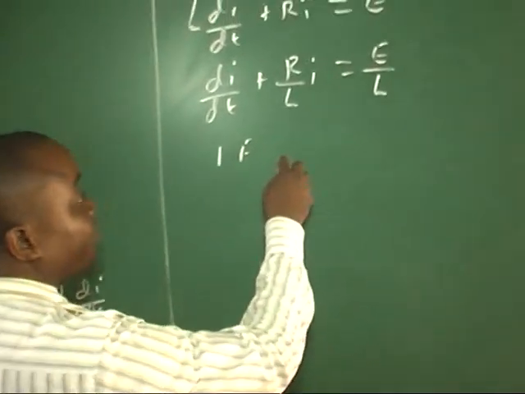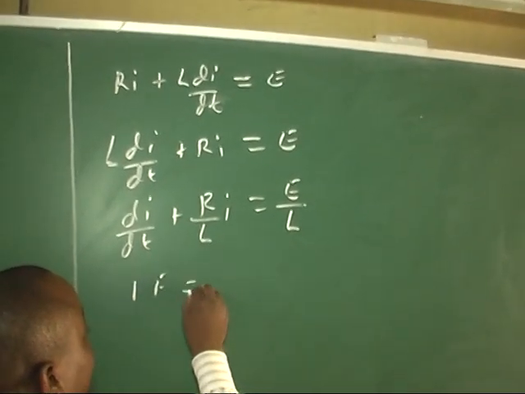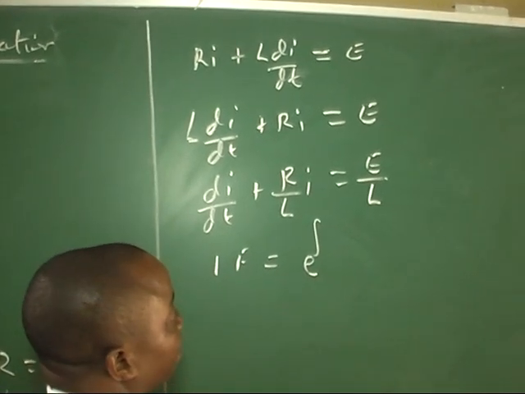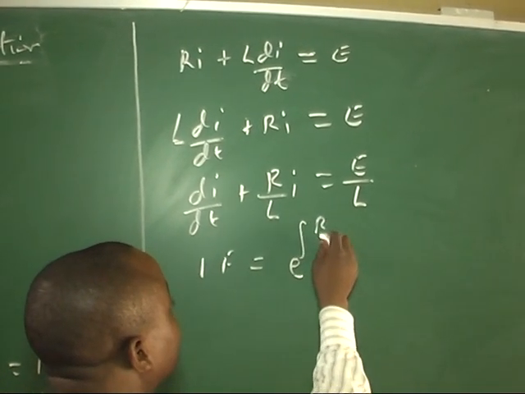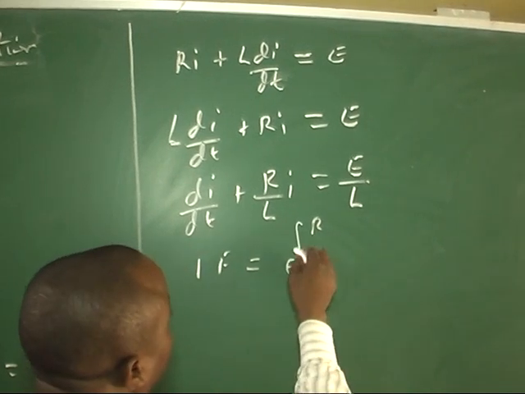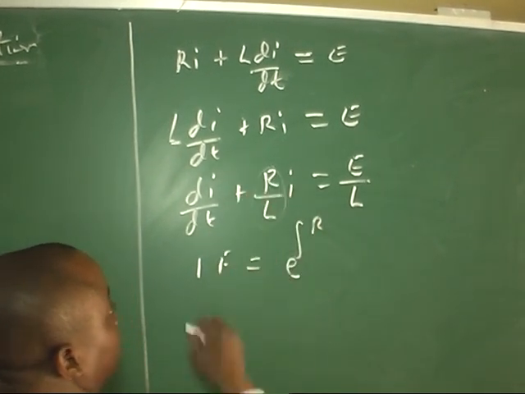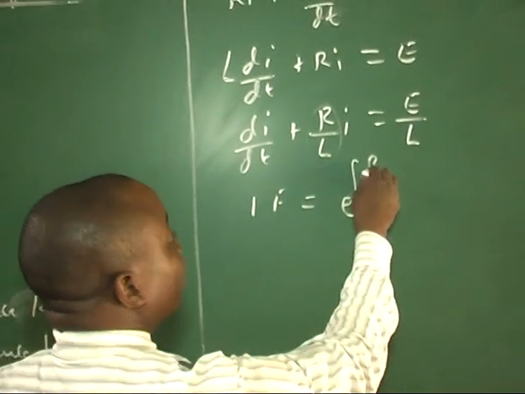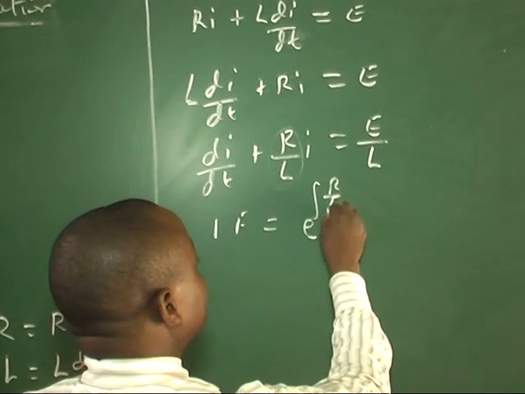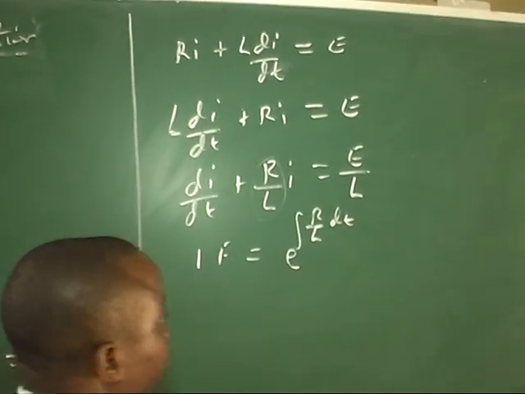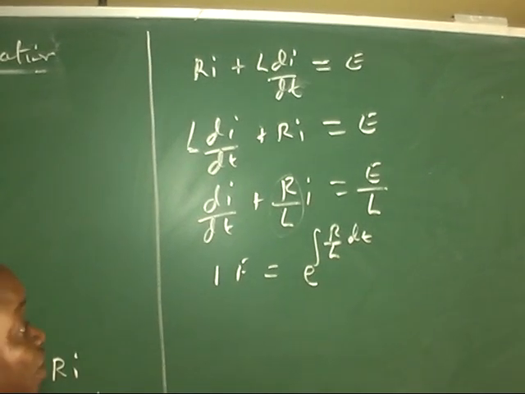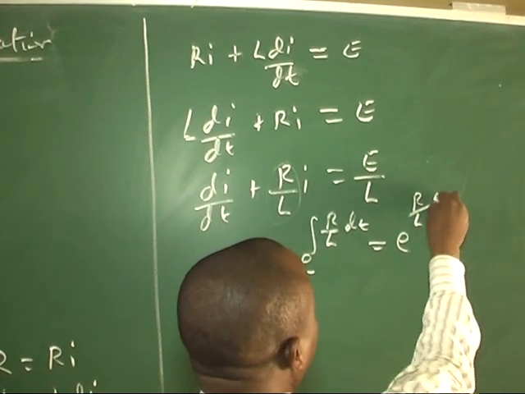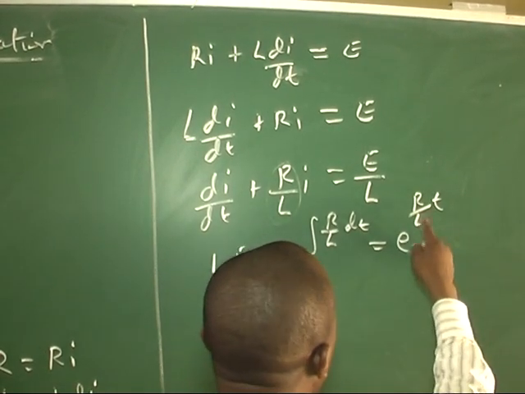So the integrating factor, like we have derived, is equal to exponential of the integral of R over L dt, because this is what we will integrate, integrating with respect to t. Of course, that will give us exponential R over L t. Okay, so that is what it will give.